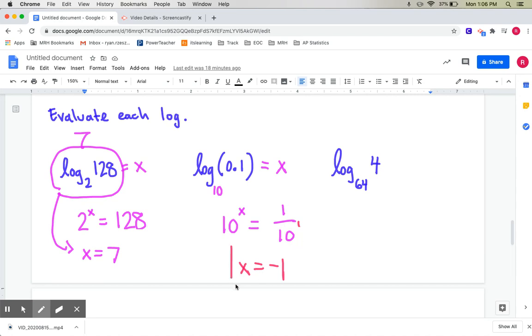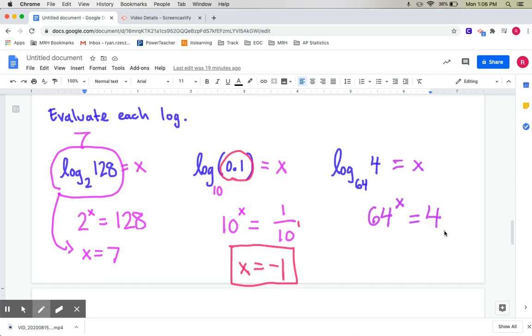So the answer to this second guy here is a -1. If you're ever trying to get a decimal or a fraction, you're probably looking at a negative exponent. And we have one more of this style to try out. If you set this one up, what you're going to have is 64 to the x power equals 4.